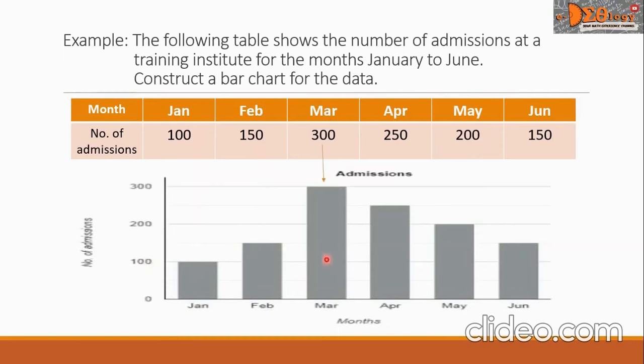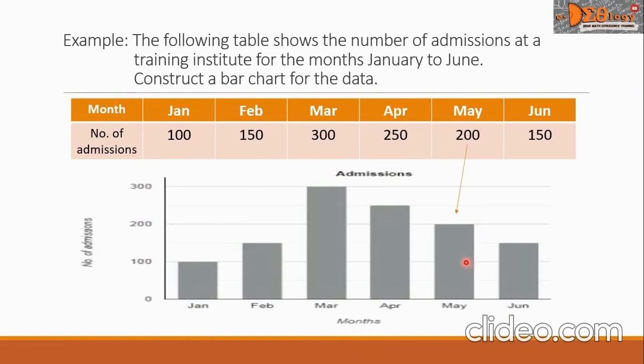The third rectangle is for the month of March, and this is the highest numbered frequency. The fourth rectangle is for the month of April, and the frequency is 250. You can see here that the level of the rectangle is between 200 and 300.